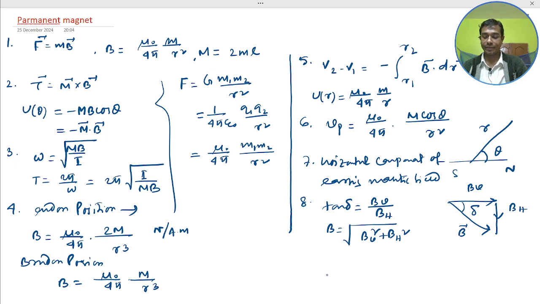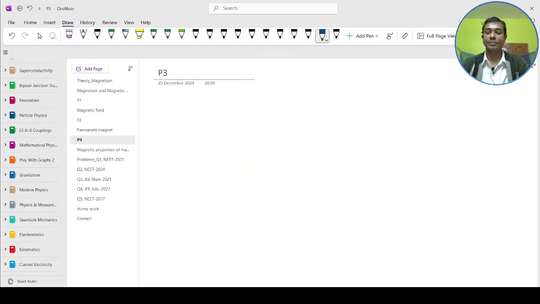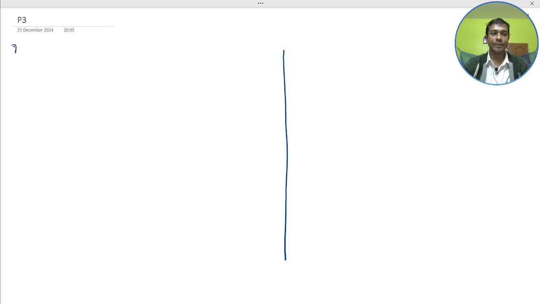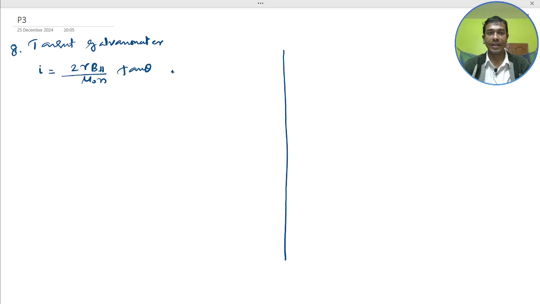Go ahead, our next topic, the tangent galvanometer. So for a tangent galvanometer, the current I would become 2R BH by μ₀ n tan θ. Basically, I equals K tan θ. This relation is important: I equals K tan θ.